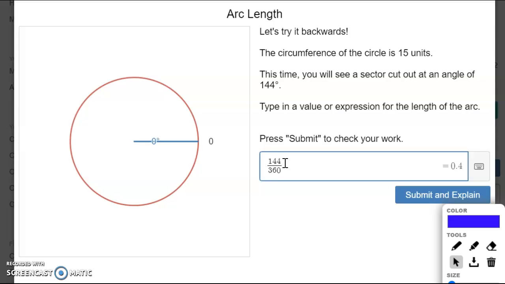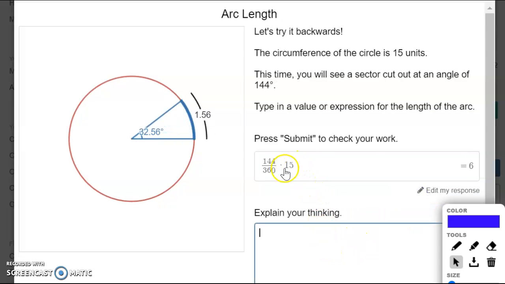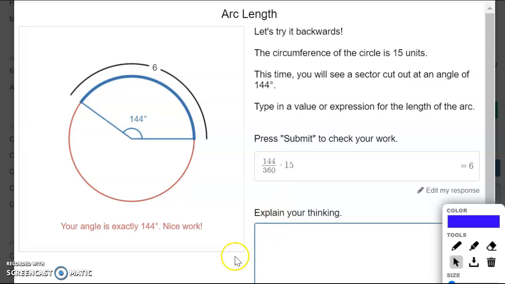Now we're talking about the circumference length. We're dealing with length, and so we're multiplying that by the total circumference. That's going to be 2 times pi times r. What is the radius in this case? Oh, my bad. We're given the circumference. We are not given the radius. So instead of 2 pi r, I am going to be multiplying it by 15, because that is the whole circumference. And when I do that, I should get a correct response.